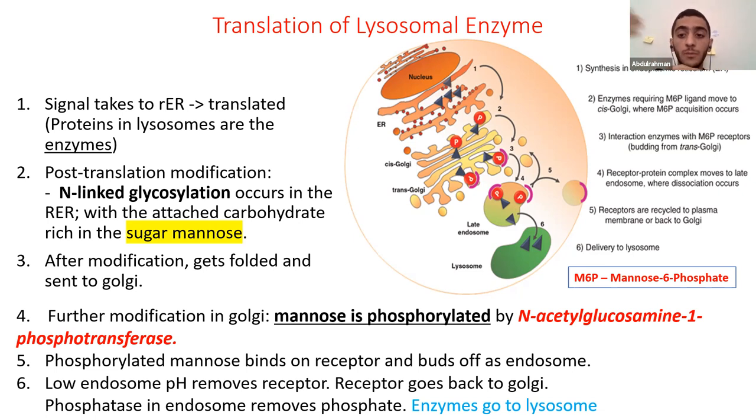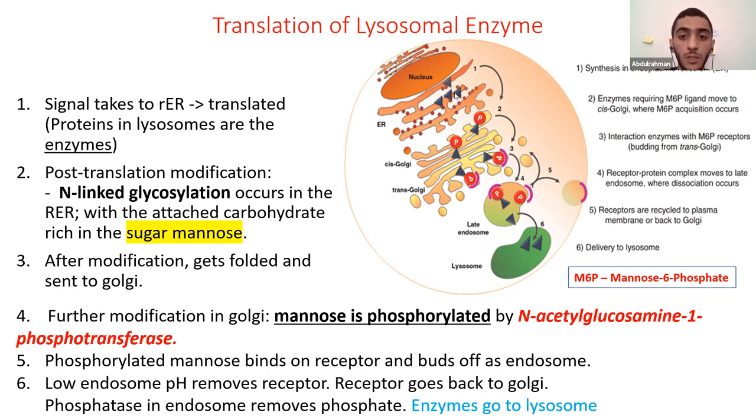And then once we remove the receptor, we can recycle it to use it again. It's also going to have a phosphatase to remove the phosphate off of the enzyme, because we need to use the enzyme, right? So we're going to take off the phosphate. And once we remove this phosphate and the receptor, we can take this endosome, join it with the lysosome and release the enzymes into the lysosomes, okay? So again, start in the endoplasmic reticulum.